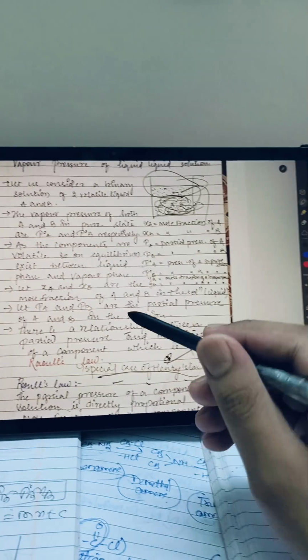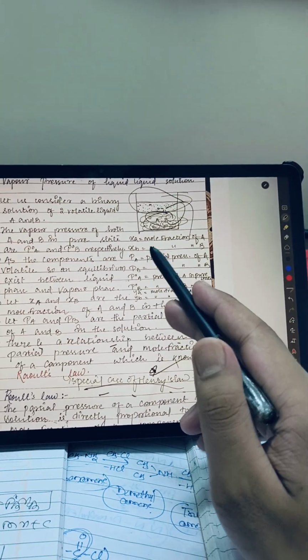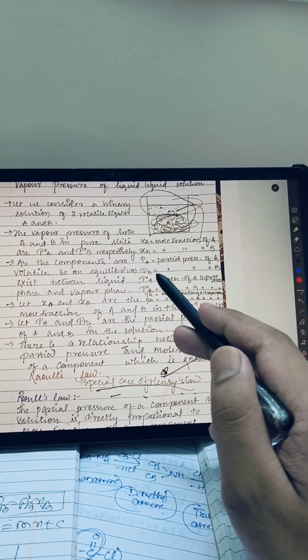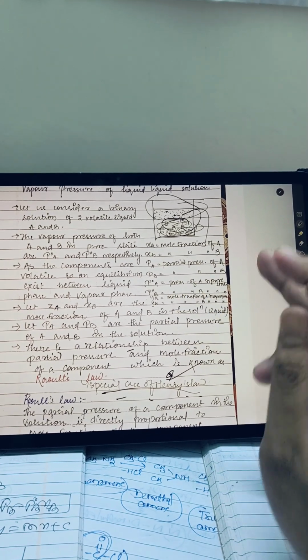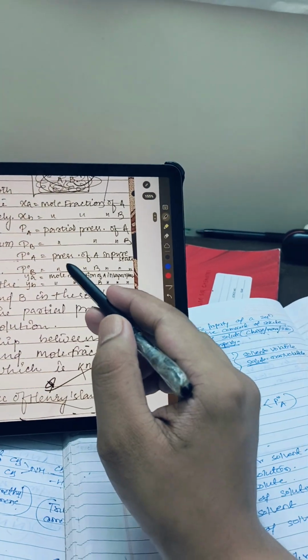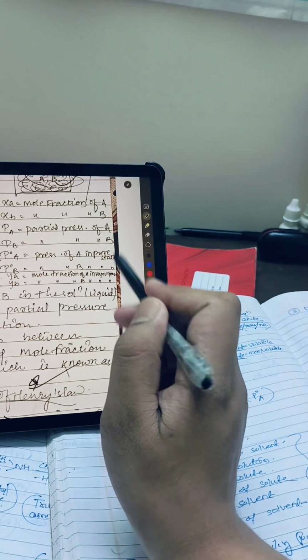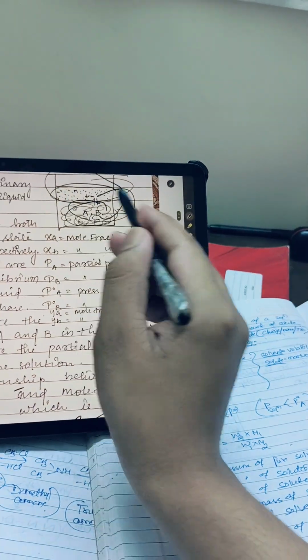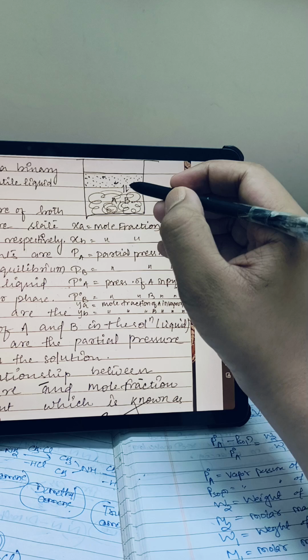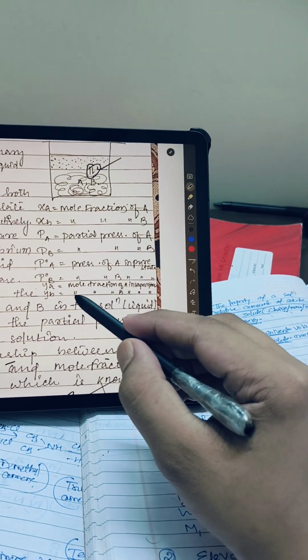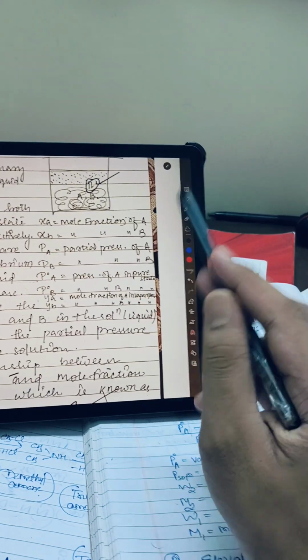One more thing here is that chi A and chi B are the mole fractions of A and B. PA and PB are the partial pressures of A and B. PA naught means the pressure of A in the pure state, and PB naught means the pressure of B in the pure state. Y A is the mole fraction of A in the vapor phase, and Y B is the mole fraction of B in the vapor phase. Just see the equilibrium sign.